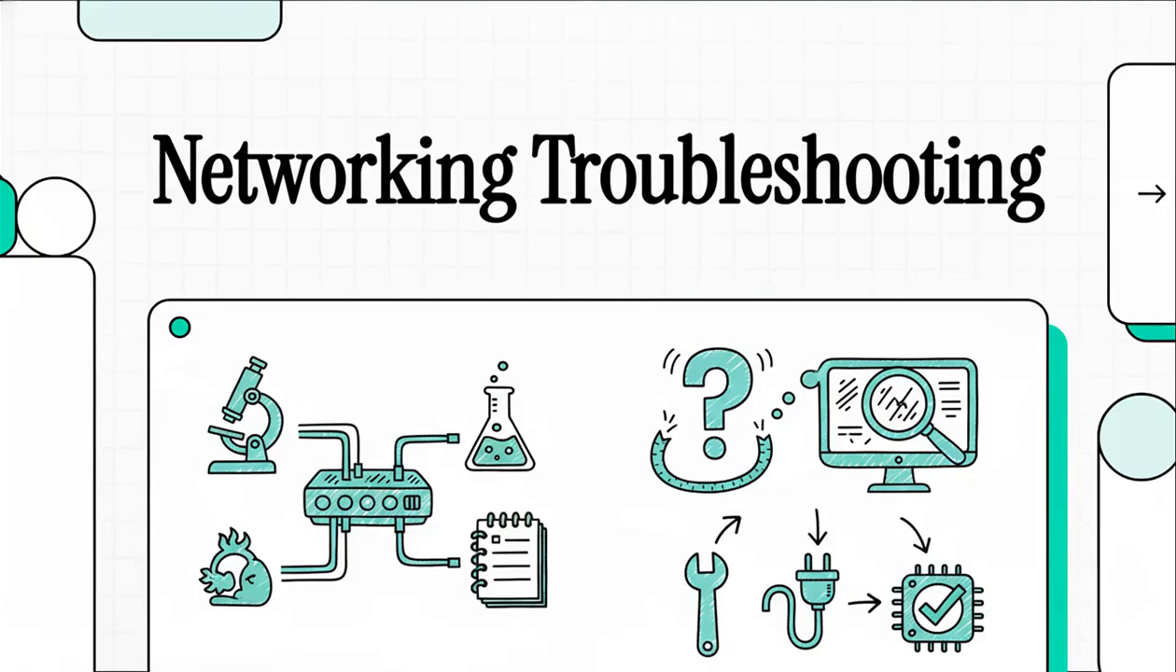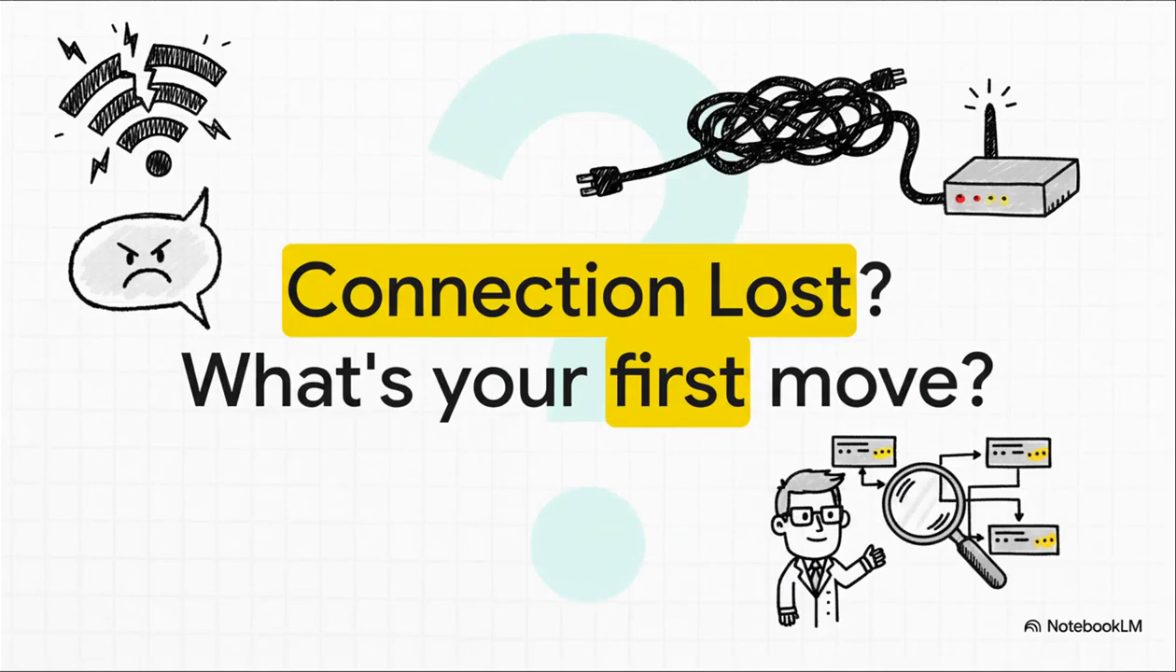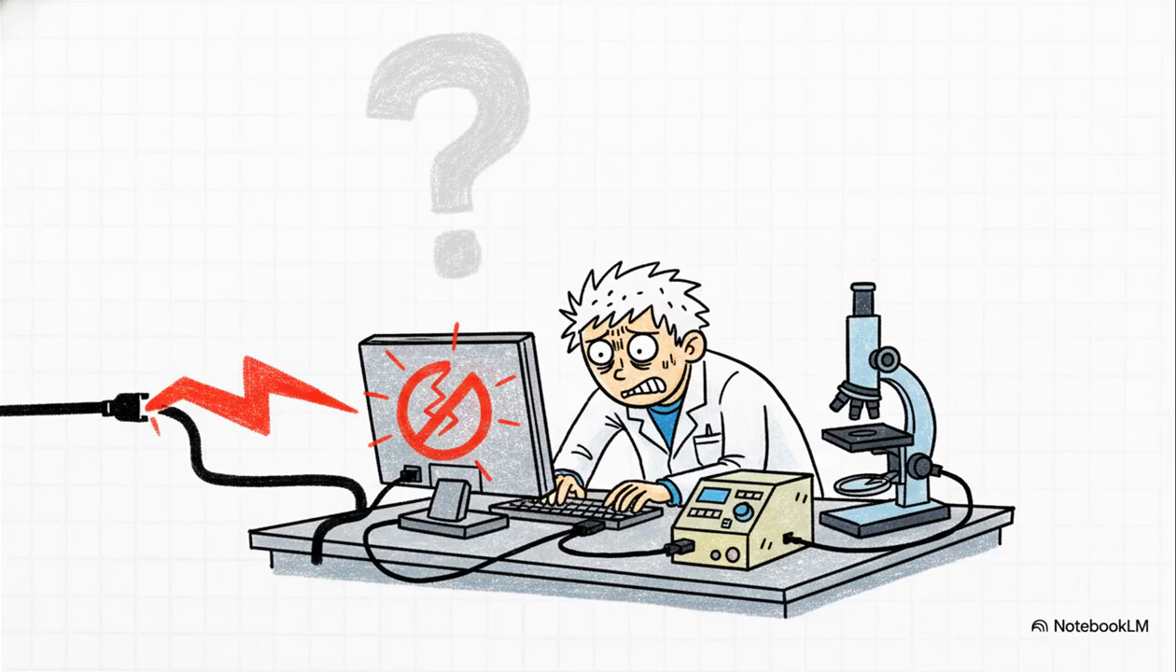Network trouble in the lab can be a nightmare. Let's figure out how to fix it fast. Okay, so your connection dies. What do you do, besides panic? You're mid-experiment, data's flowing, and boom, it's gone. So where do you even start?